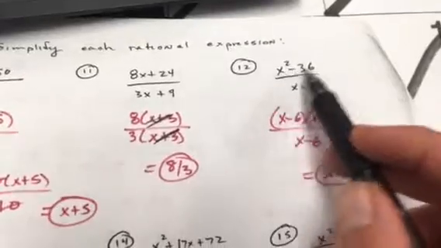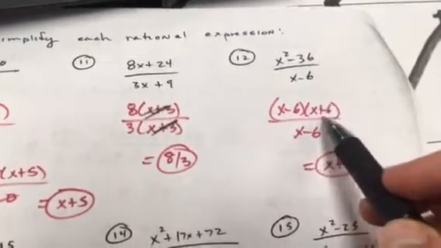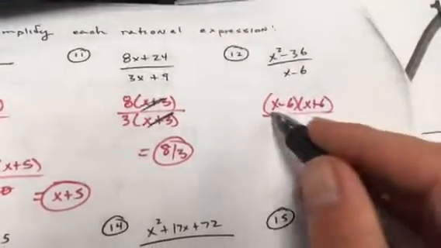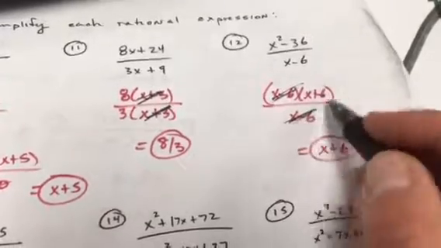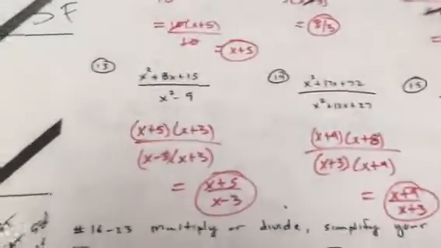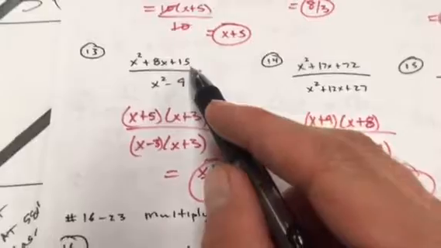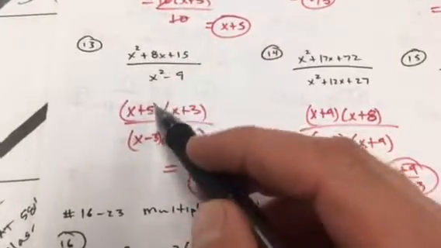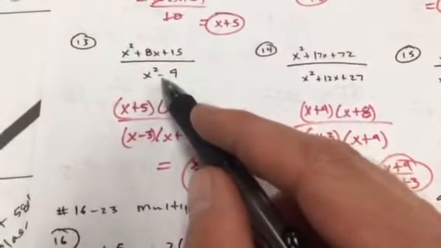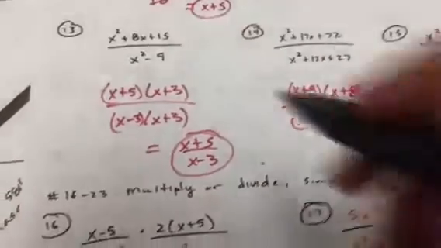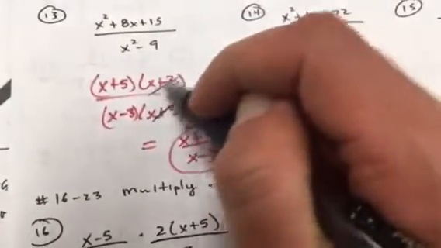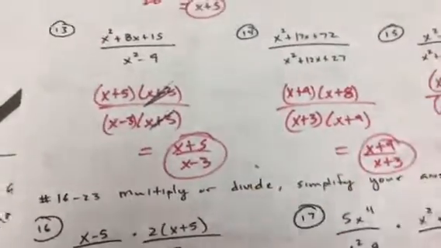This is a difference of two perfect squares. It's going to be x minus 6, x plus 6, all over x minus 6. What cancels? The x minus 6's, leaving you with x plus 6. What multiplies to 15 and, because it's positive, adds to 8? 5 and 3. Difference of two perfect squares: x minus 3, x plus 3. Bye-bye, bye-bye. That's your answer.